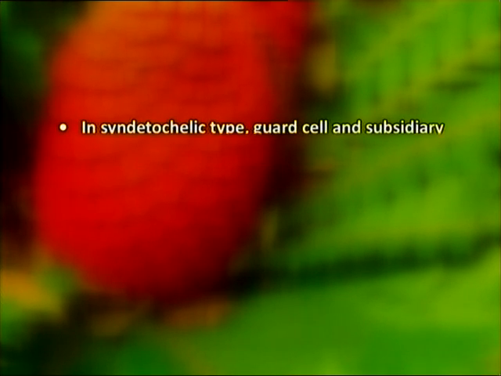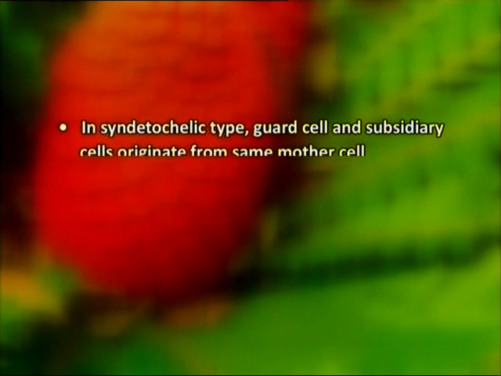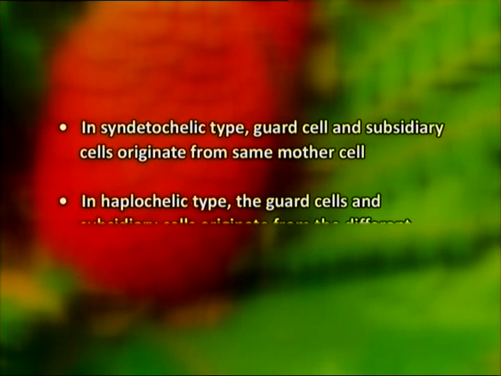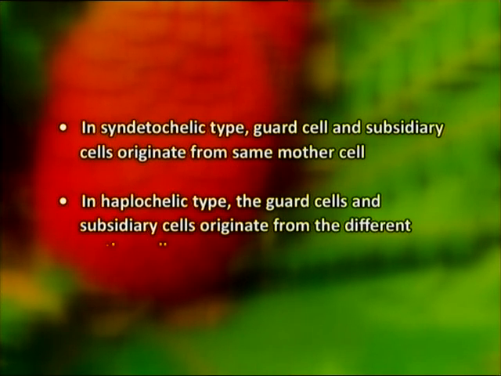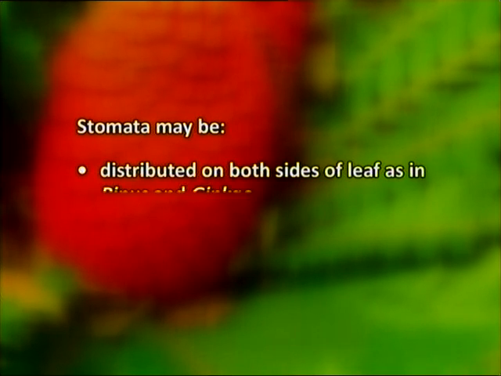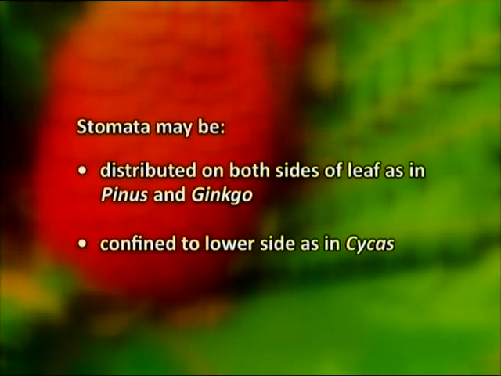In syndetocheilic type, guard cells and subsidiary cells originate from the same mother cell. In haplocheilic type, the guard cells and subsidiary cells originate from different mother cells. In Gnetum, both types of stomata can be seen. Stomata may be distributed on both sides of the leaf as in Pinus and Ginkgo, or confined to the lower side as in Cycas.